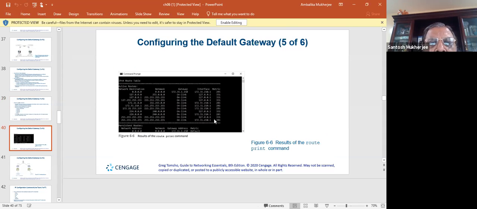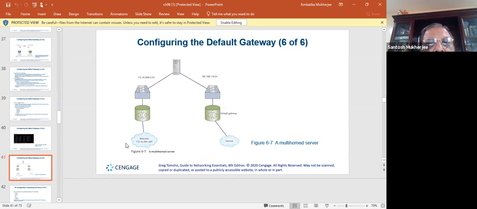This is the result of the route print command. Configuring the default gateway on a multi-homed server. This is the multi-homed server and default gateway. This is the router, this is the server.